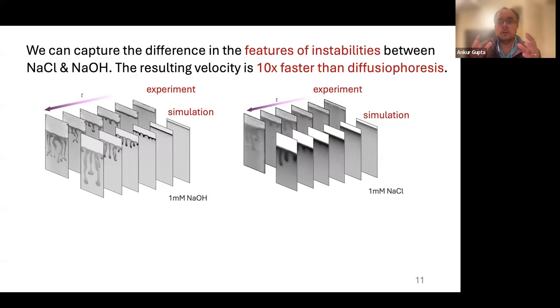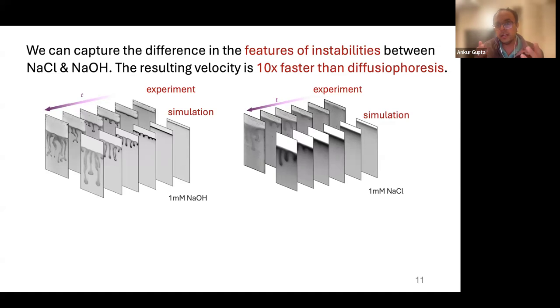Now, to be able to explain the wavelength of these fingers, you have to do linear stability analysis, which becomes a little bit complicated because of all the coupled physics. So that is something we were not able to make analytical progress on. But overall, we were very satisfied that our simulations are able to capture experiments more or less very well.